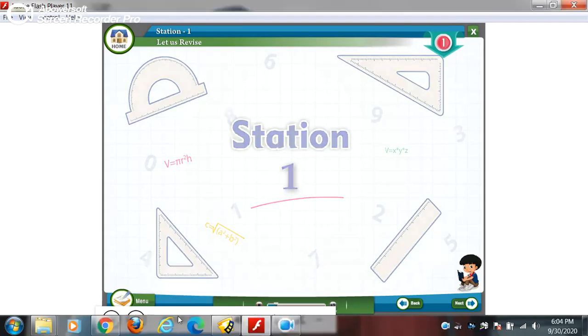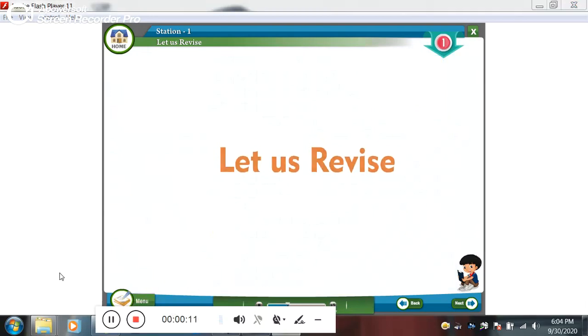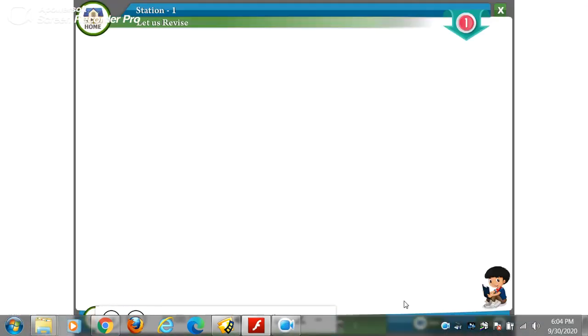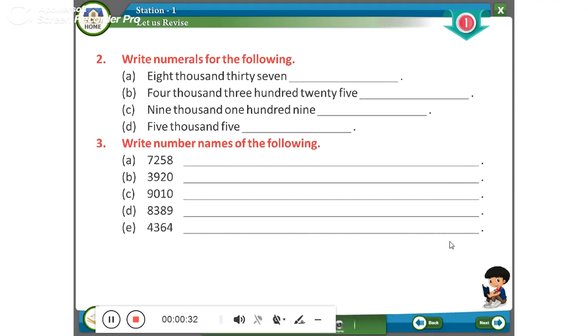Station 1. Let us revise. Write the place value of 5 in the following numbers. Write numerals for the following. Write number name of the following.